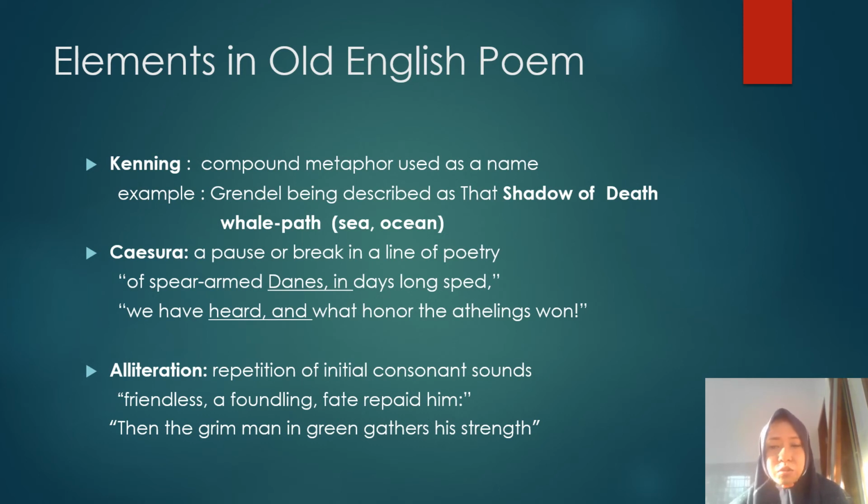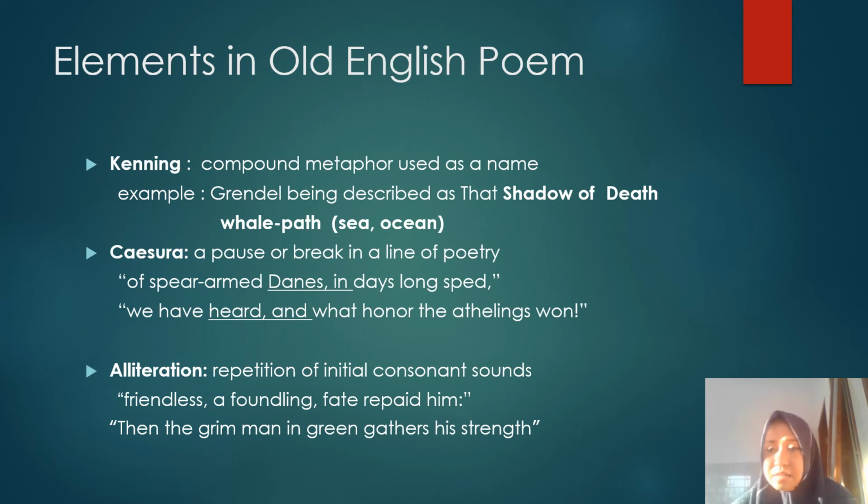And now I would like to introduce you to some of the elements in Old English literature. The first element is kenning, or this is another name for metaphor. For example, shadow of death. This is a metaphor for the monster Grendel, so Grendel is also called the shadow of death. This metaphor is another name to call Grendel.